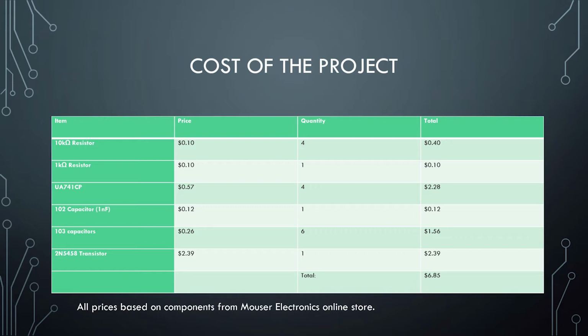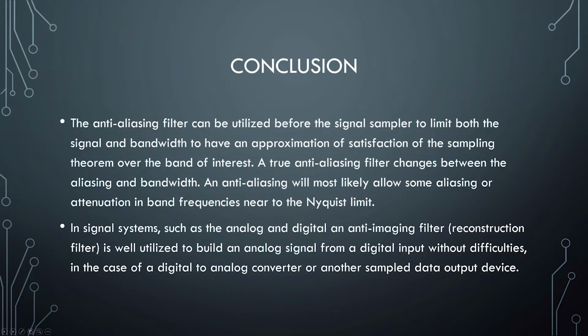The cost of the project was relatively low. Most of the components required for this build were purchased in earlier classes with the startup kit. The components that we needed to buy are listed below, and the total cost was about $6.95. All these components were purchased from Mouser Electronics online. Next, Louis will give you a conclusion for our project.